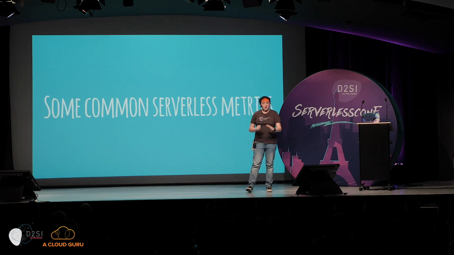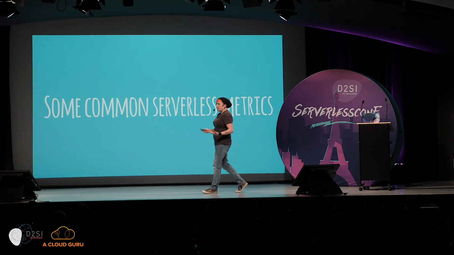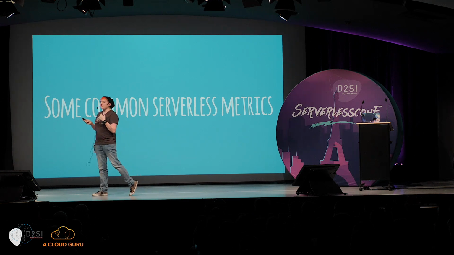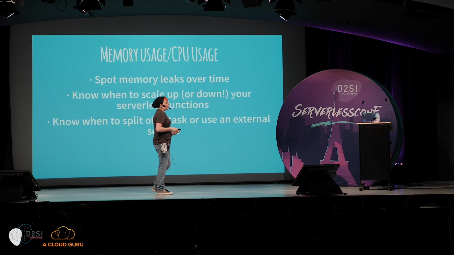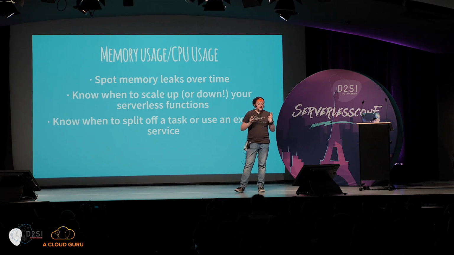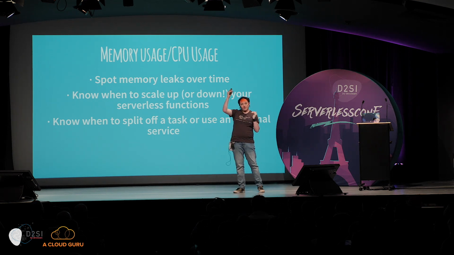So we'll talk about some common serverless metrics, and they're going to look kind of familiar because they're very similar to non-serverless metrics, but in a slightly different context. So you've got your memory usage and your CPU usage. This is very common, but the thing with serverless is if you're using less memory than you're paying for, you're wasting money. And if you're using less CPU than you're paying for, you're losing money.